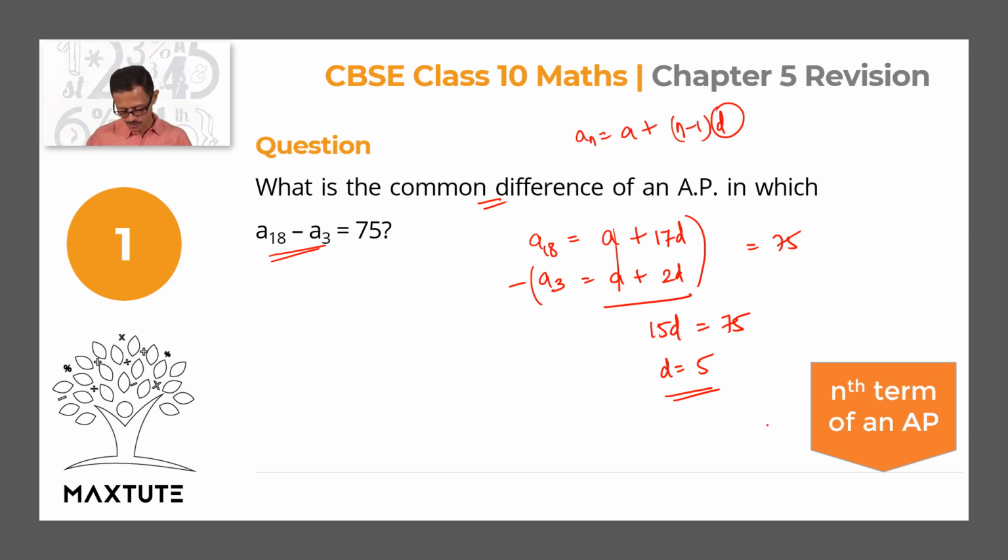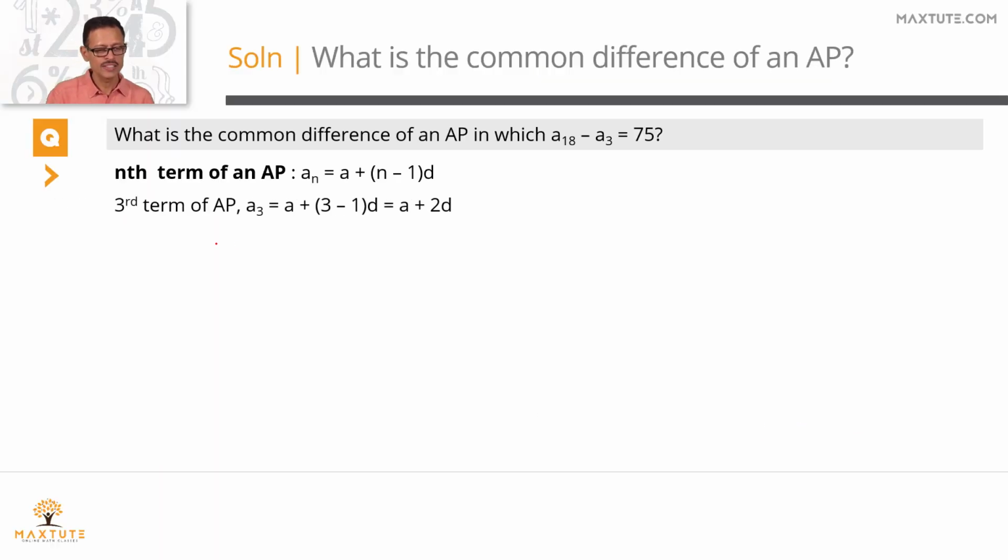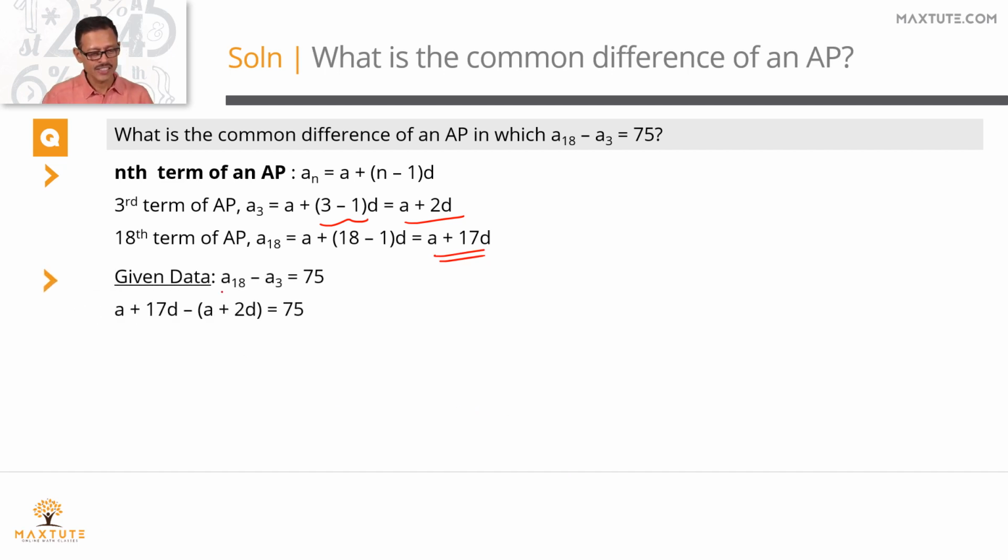Quickly run through it in a printed form and summarize it as you go about it. The third term is equal to A plus 2D, A plus (3 minus 1) into D. The 18th term is equal to A plus 17D. Given data is A18 minus A3 equals 75. A18 is A plus 17D. A3 is A plus 2D.